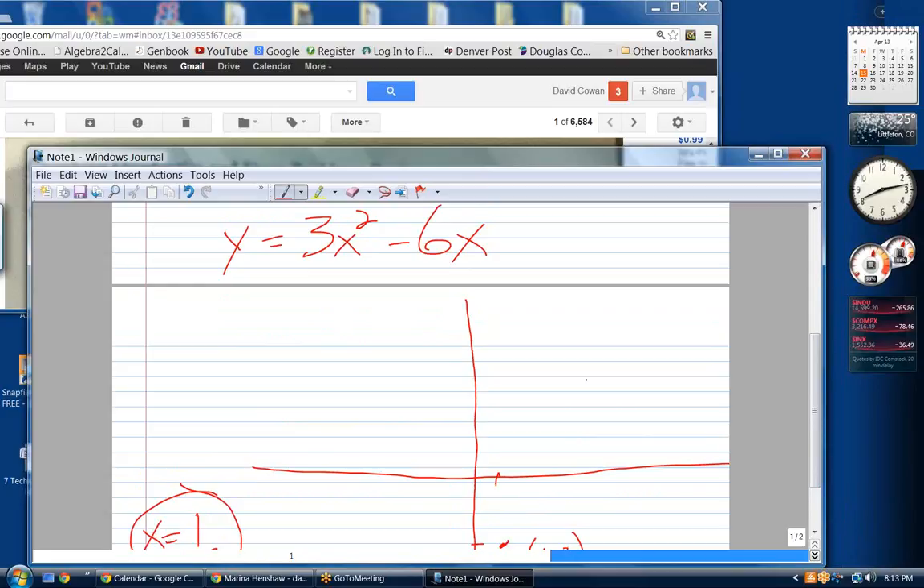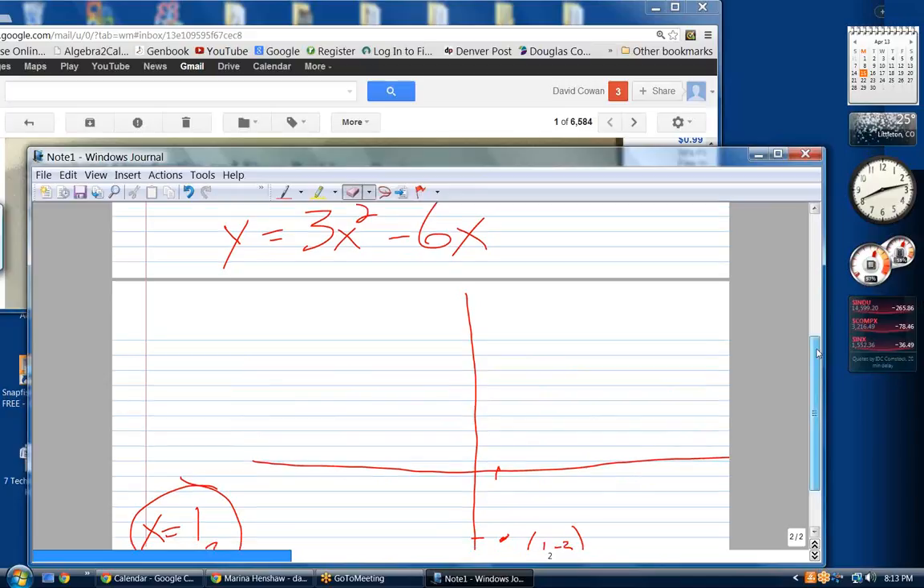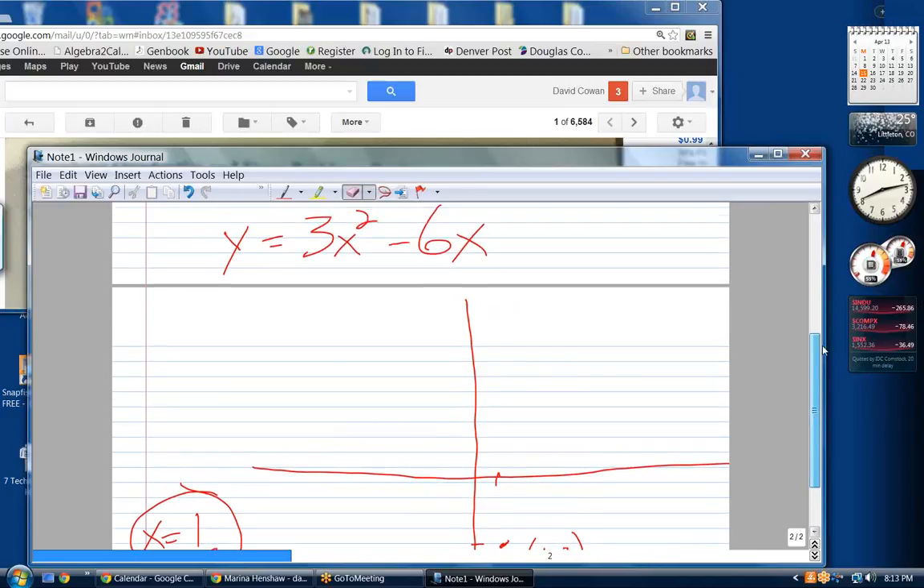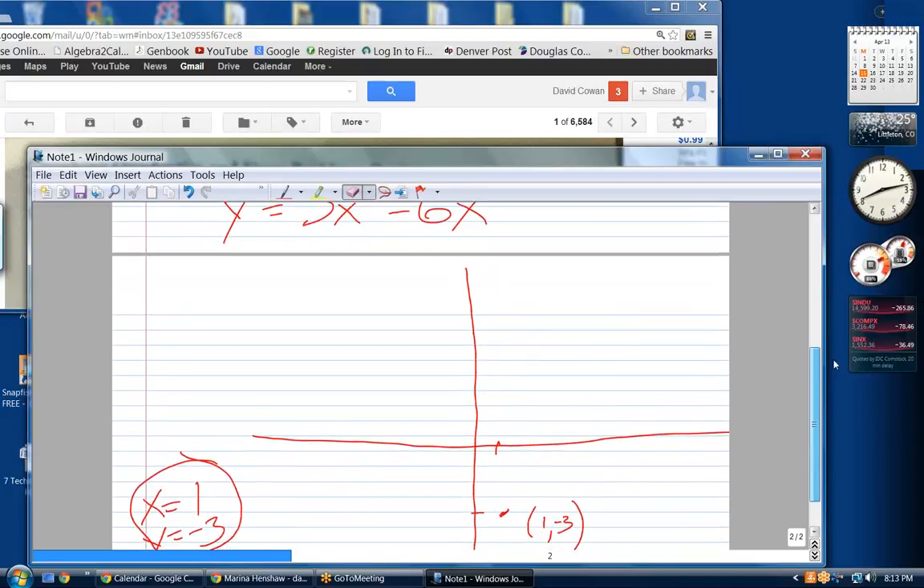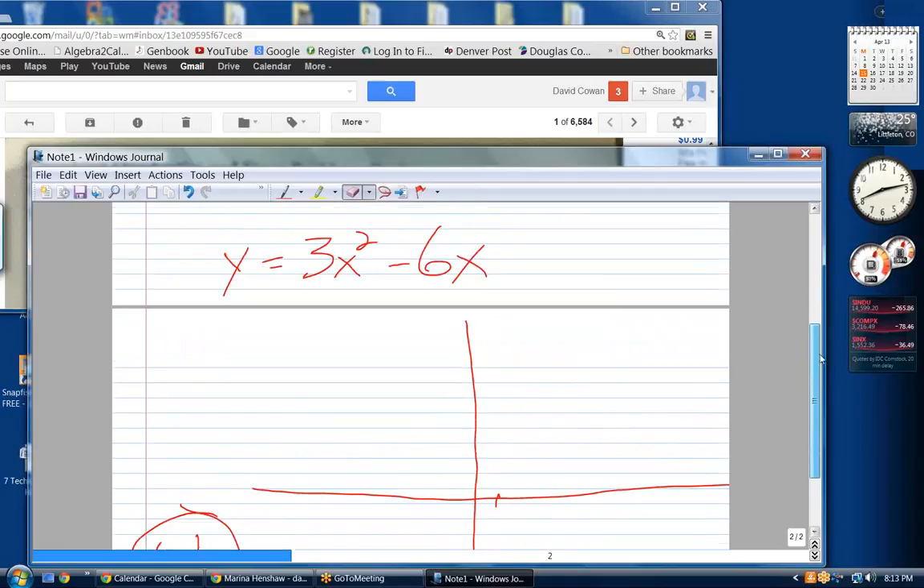It doesn't tell me how skinny or fat this parabola is. In other words, it could be a parabola that goes like this, or like this, or like this. So I've got to figure out which. And what's going to tell me the best is either a y-intercept or the x-intercepts. How do you solve for the y-intercept? Let's do the easy one.